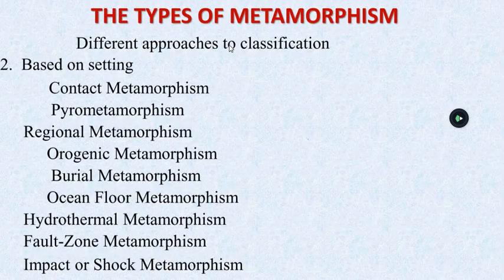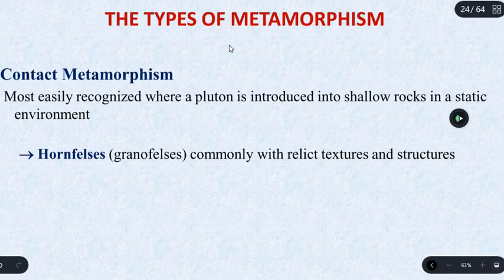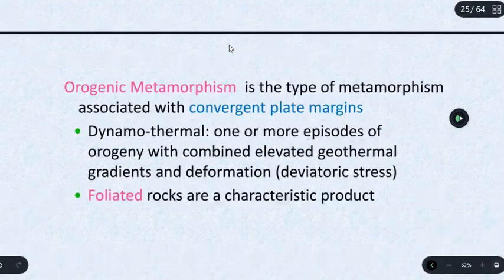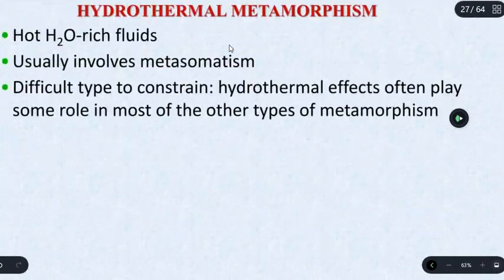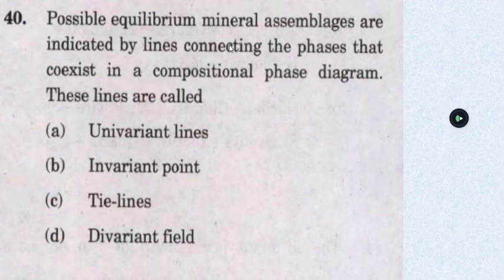Okay, I told you just now. Based on setting, there will be contact metamorphism and pyrometamorphism. Pyrometamorphism occurs at very high temperature. And regional metamorphism is like orogenic metamorphism, boreal metamorphism, ocean floor metamorphism, right? Please go through this. So hornfels and granofels are the products of contact metamorphism. Okay, I am not going into detail. I have already solved 40 questions, right? This part, the answer will be the tail end, right?